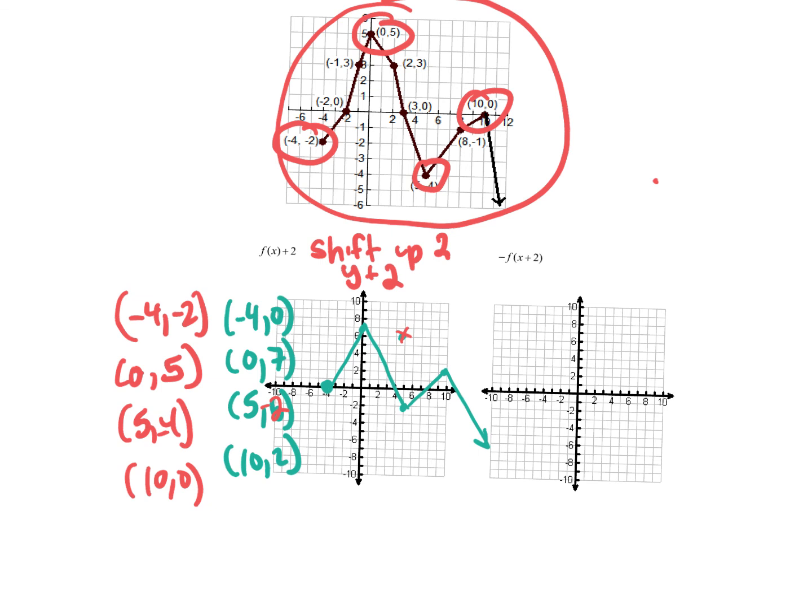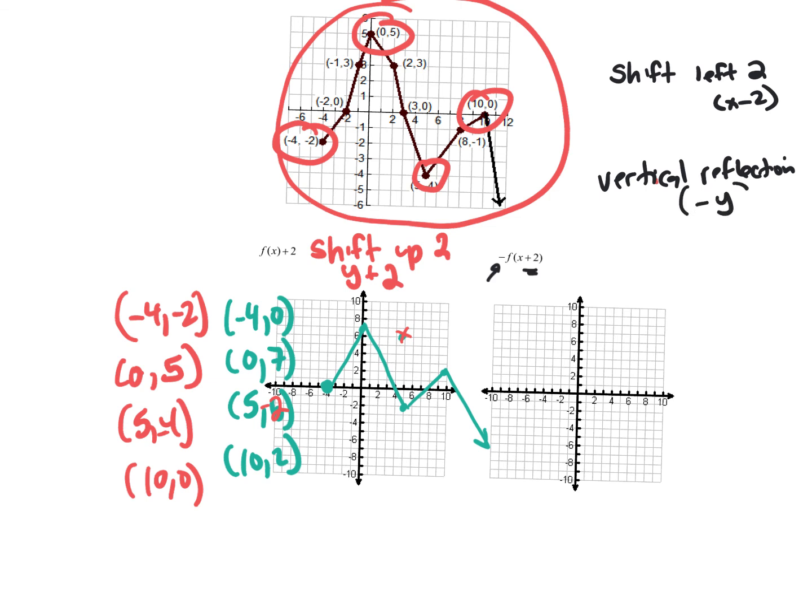All right, let's look at the transformations on this last one. We have plus 2 on the inside, so that's going to be a shift to the left by 2. That's going to be taking our x's and subtracting 2. And the negative out front, again, that's a vertical reflection. And a vertical reflection is when we turn the y's negative.